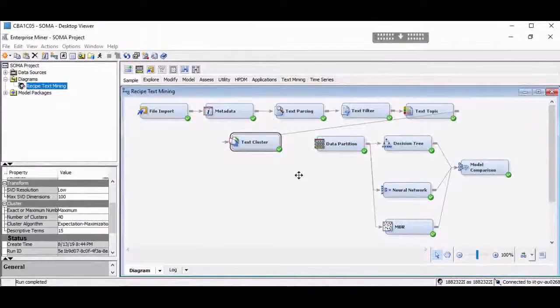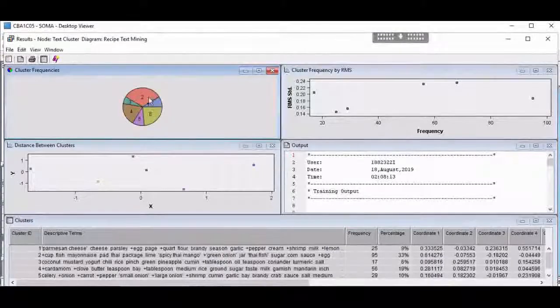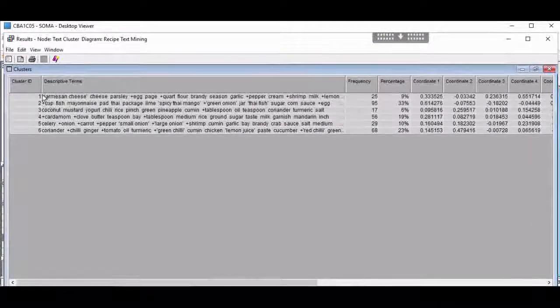Now, let us look at the text cluster results. We obtained 6 well-defined clusters. To see the labels of my 6 clusters, please refer to my report.